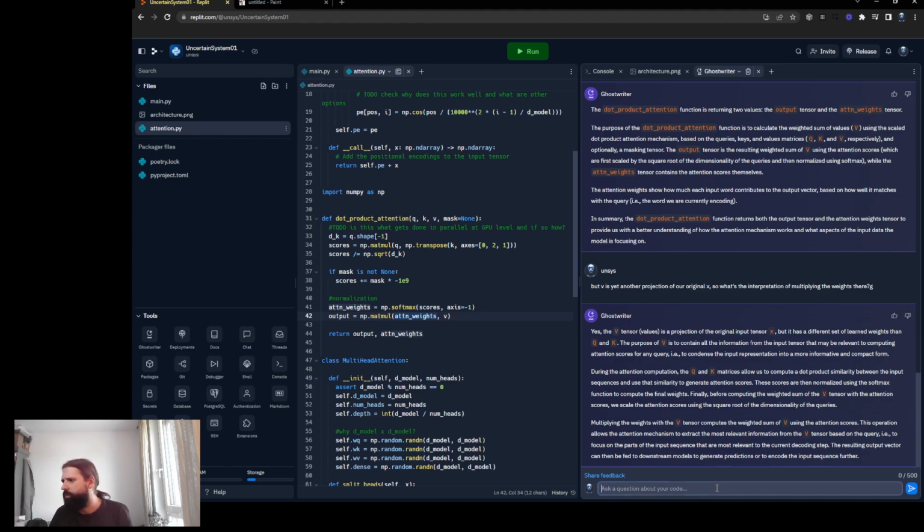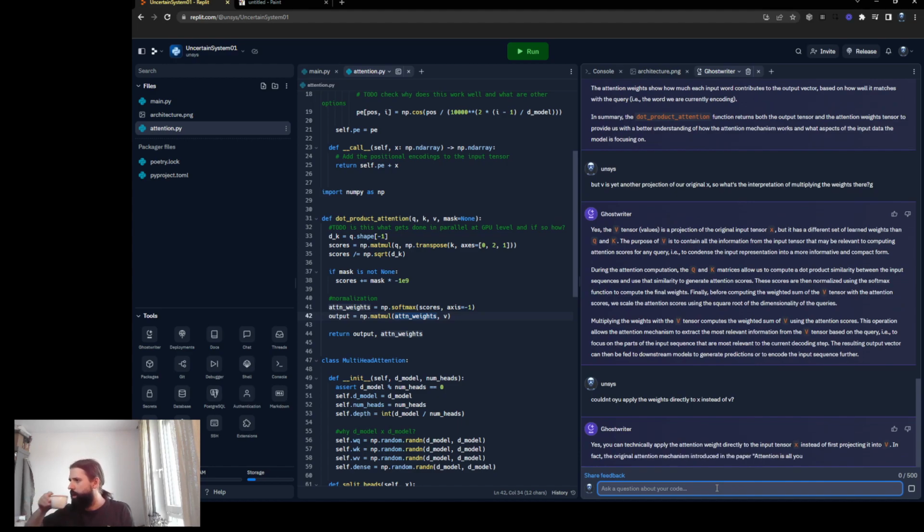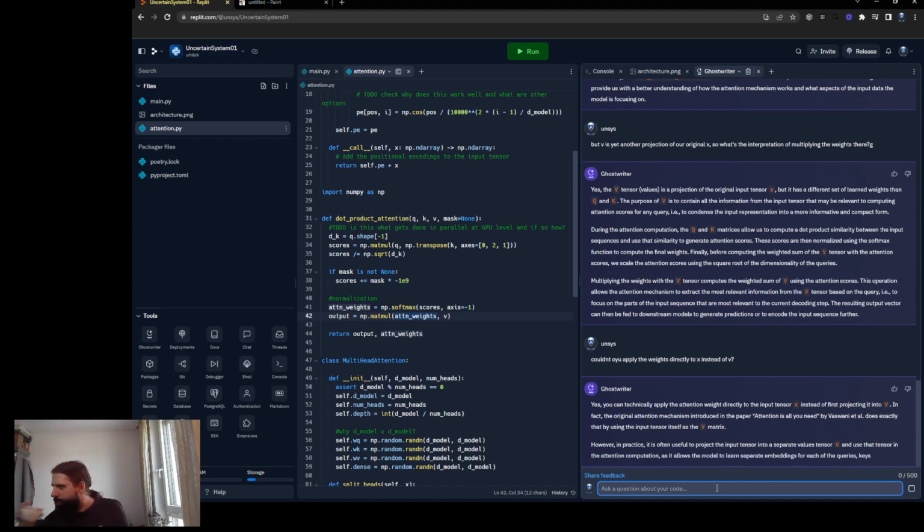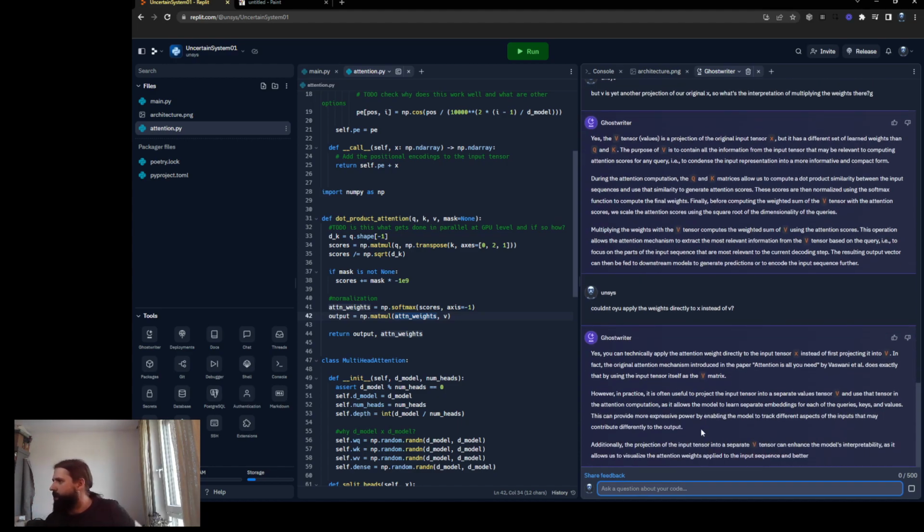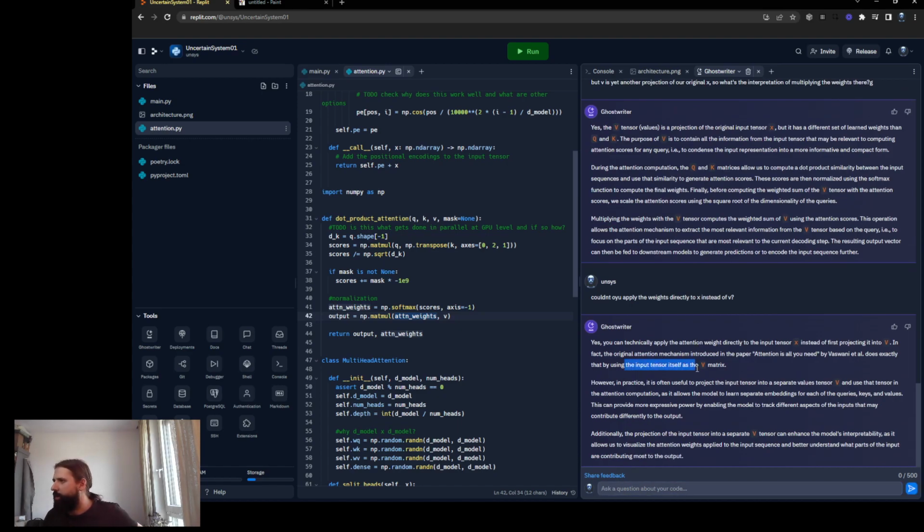Couldn't you apply the weights directly to X instead of V? Interesting. Okay, that's exactly that, by using the input itself as the V matrix. Interesting. However, in practice, it's often useful to project. Look, we're learning something new. That's cool. Okay, so yeah, that's how it was done.